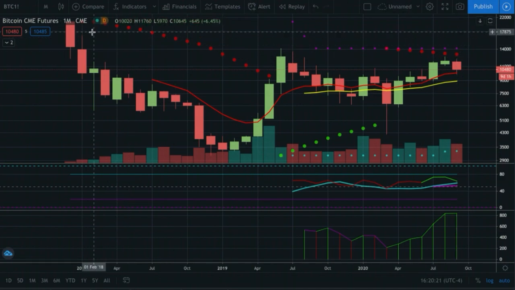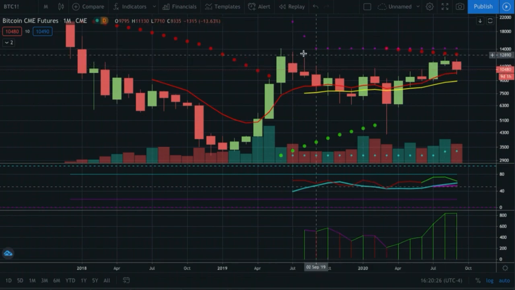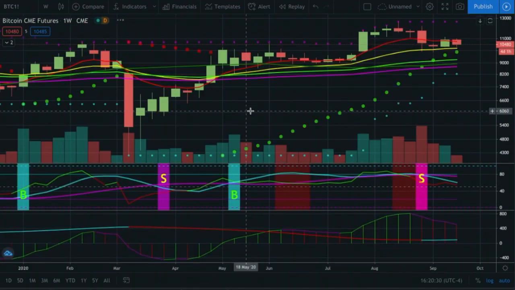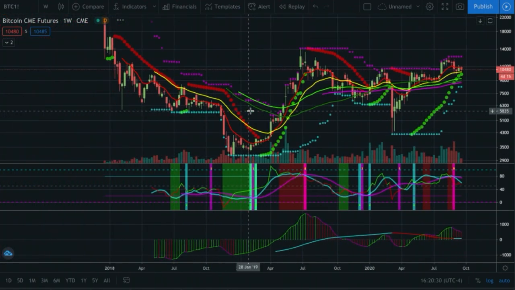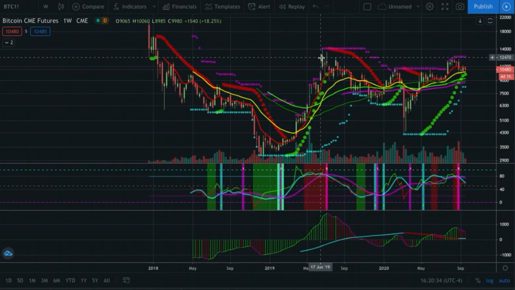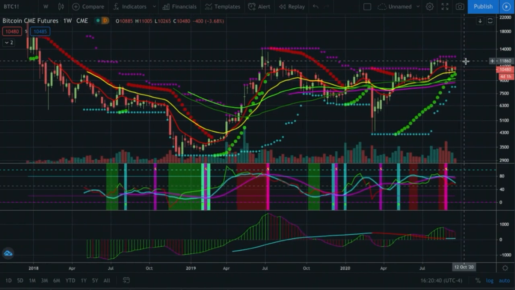$12,470. On CME's, on the monthly, we never put in a higher high. We faked out on spot on the monthly. We faked out on spot on the weekly. But CME's spoke the truth the entire time, just like I did. Our high, our lower high, and once again, a lower high.